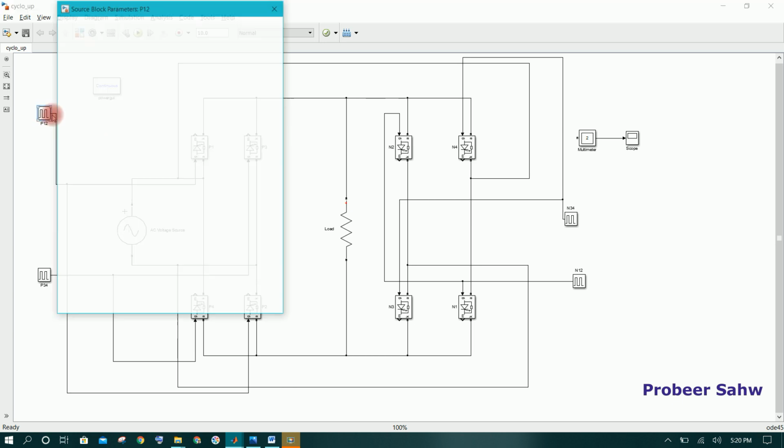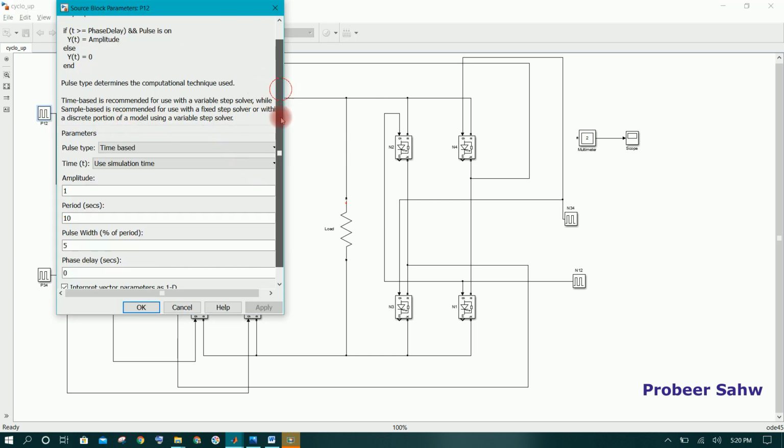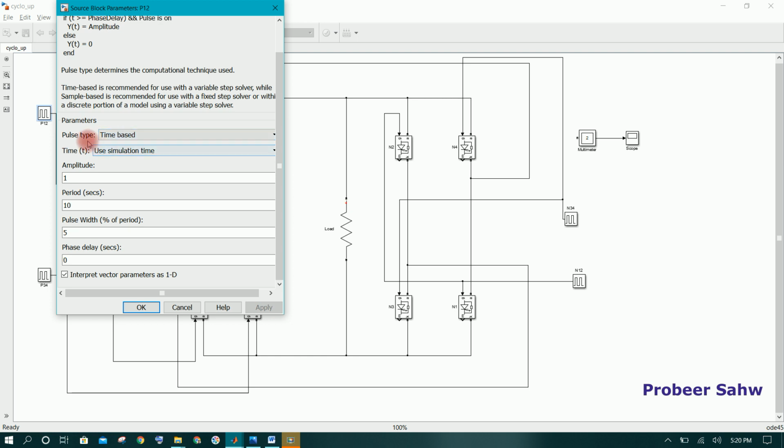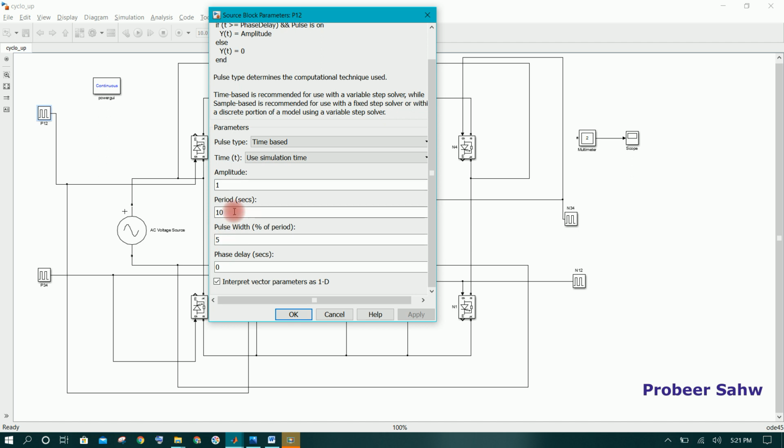So let us go back to our model, double click on the pulse generator, a dialog box will be opened. First is pulse type, it should be time based, and time will be simulation time. Amplitude is not going to make a big difference. Period is the period for which this thyristor will be activated, which we have just calculated should be 0.02 divided by n.